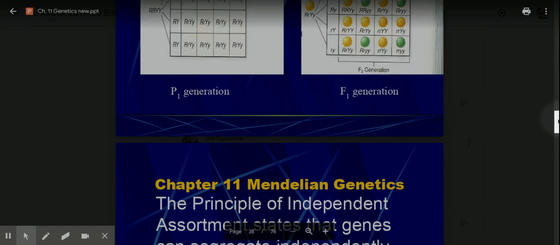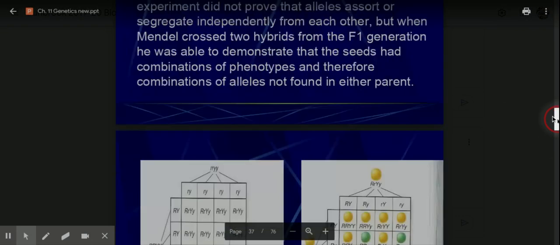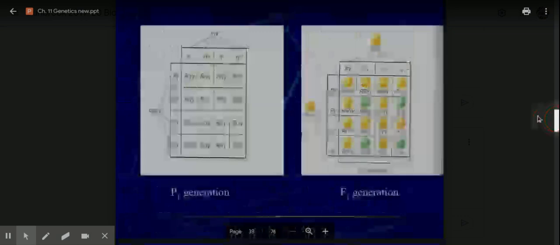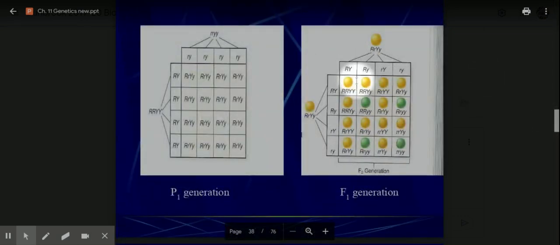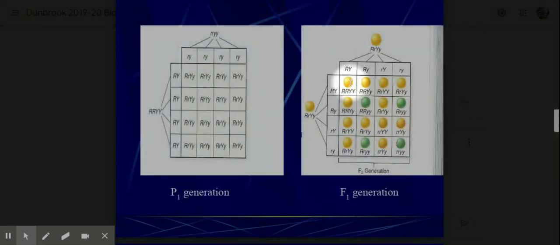9:3:3:1 ratio, meaning he saw nine of these round and yellow, nine round and yellow. Remember, that's round and yellow, that's round and yellow, that's round and yellow, that's round and yellow. Their genotypes are a little different, but their phenotypes are the same. So he found nine of those round and yellows when he did his actual experiments.